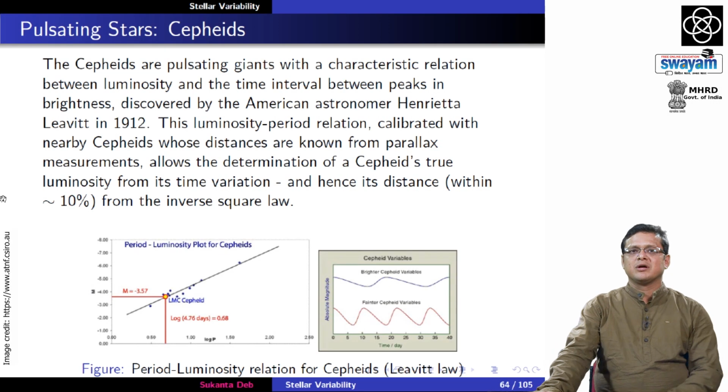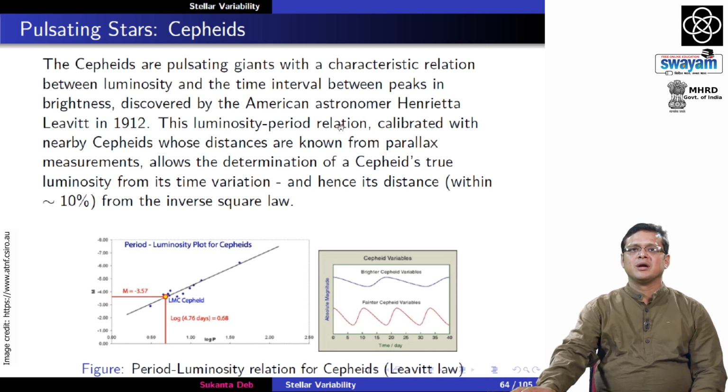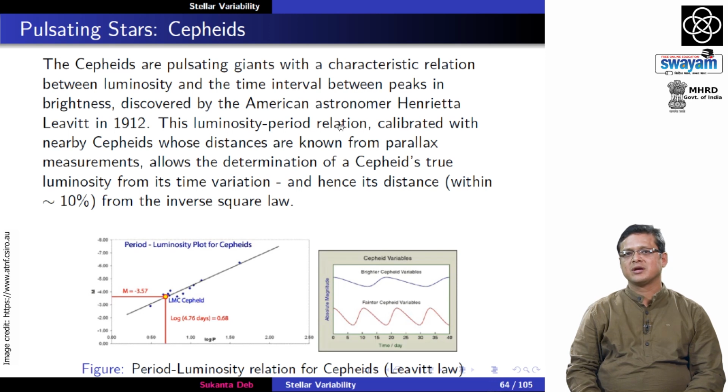Now, we will be discussing pulsating Cepheid stars. Cepheids are pulsating giants with a characteristic relationship between the luminosity and the time interval between the peaks in brightness, discovered by the American astronomer Henrietta Leavitt in 1912. This luminosity-period relationship, calibrated with nearby Cepheids whose distances are known from parallax measurements, allows the determination of a Cepheid's true luminosity from its time variation, and hence its distance from the inverse square law.